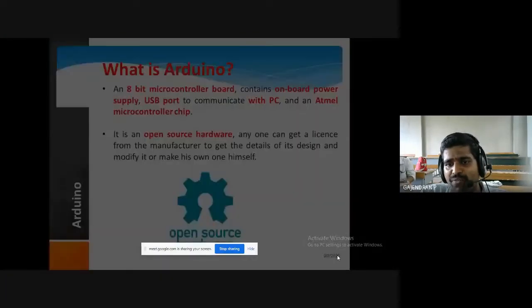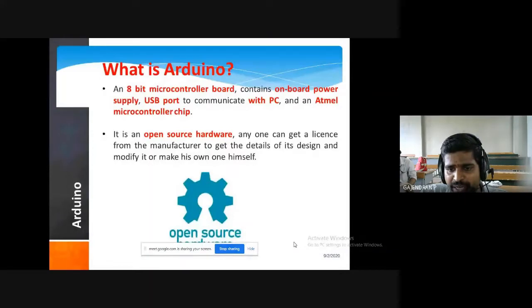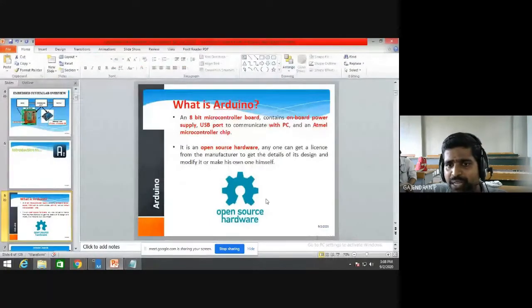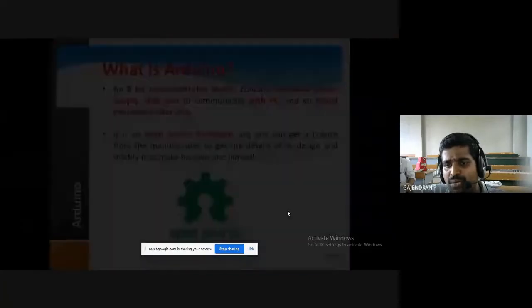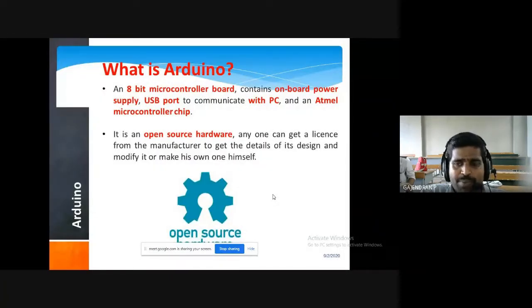This is the symbol of open source hardware. Whatever the board we are going to use is an open source hardware. What does it mean? Open source hardware means anyone, even you, can get a free license from the supplier. They will give you the design also. Then you can fabricate your own Arduino board. Therefore it is named as an open source hardware.